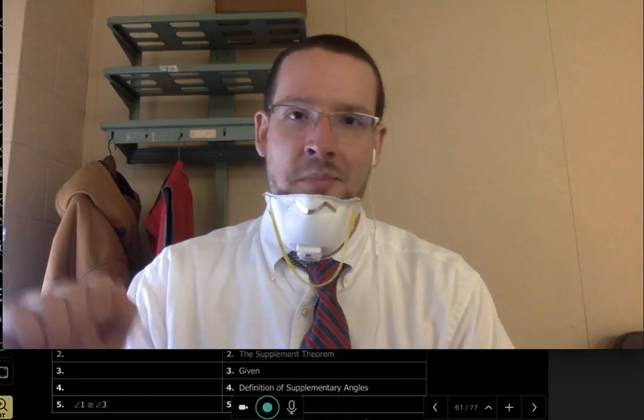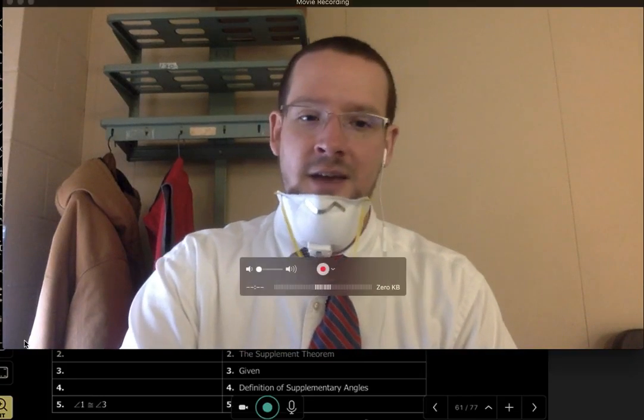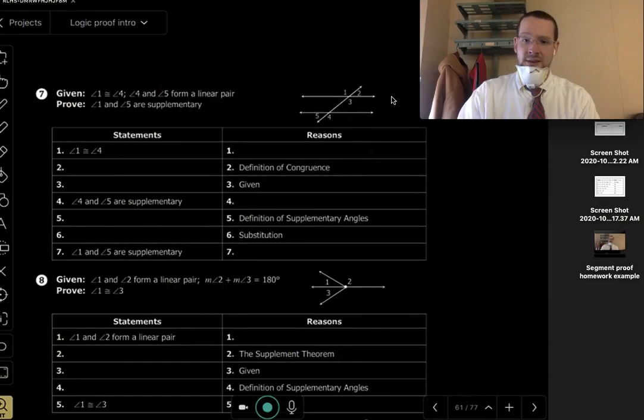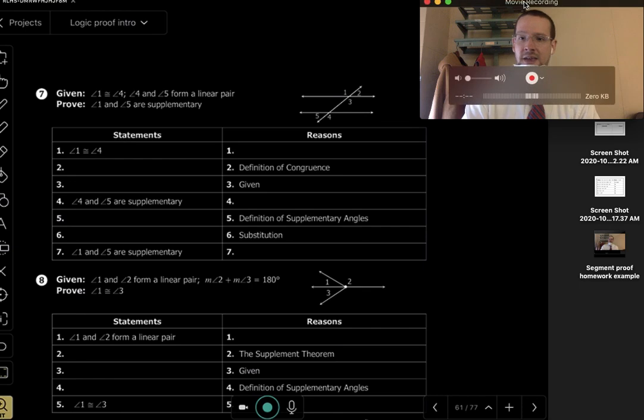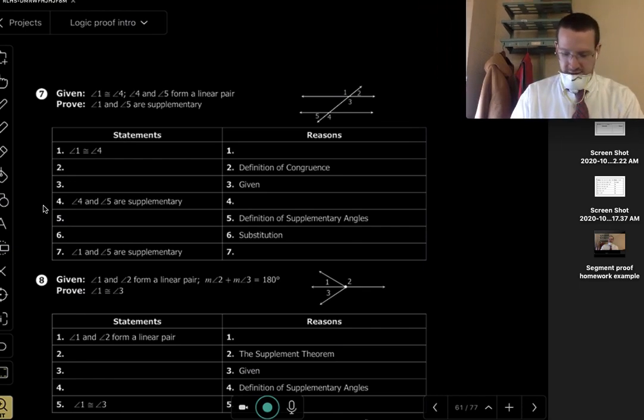Now last time we looked at a bisector and how to work with a bisector in an angle proof. Today I'm going to focus on linear pairs and the properties that we see in linear pair proofs.